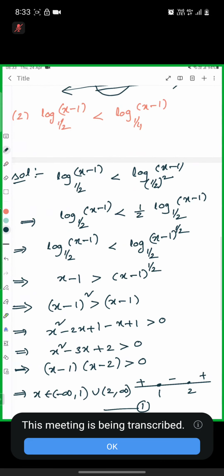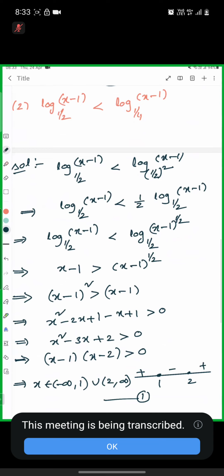So to solve logarithm inequalities, we need wavy curve also. Whenever you talk about inequalities, you require wavy curve. No doubt.